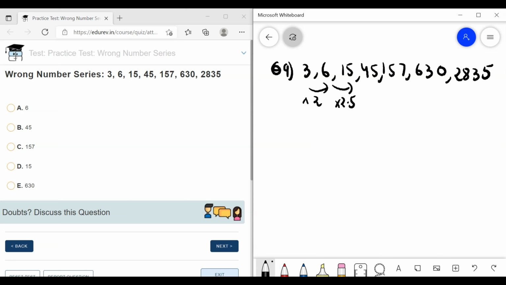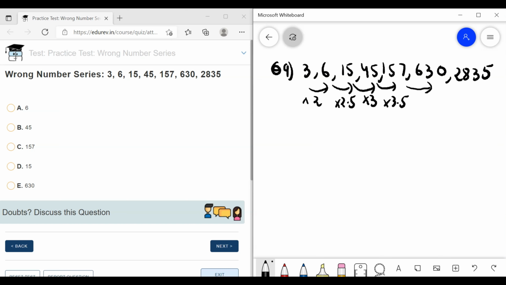Okay. Now if this third comes out to be into 3, then there is a pattern. And we all know that 15 into 3 is 45. What about 157? Now technically this should be 45 into 3.5. But if we do the calculation, we would come to understand that 45 into 3.5 is actually 157.5, not 157. Therefore, the pattern is being broken here.